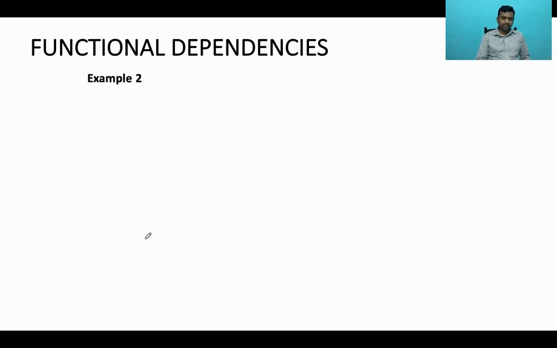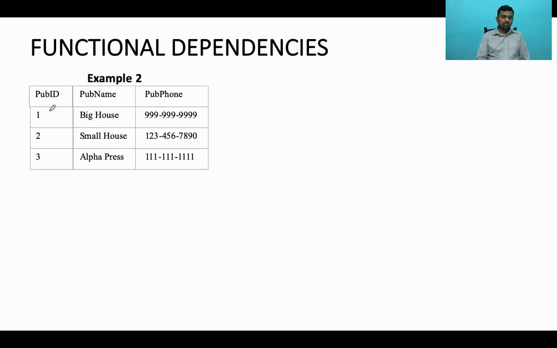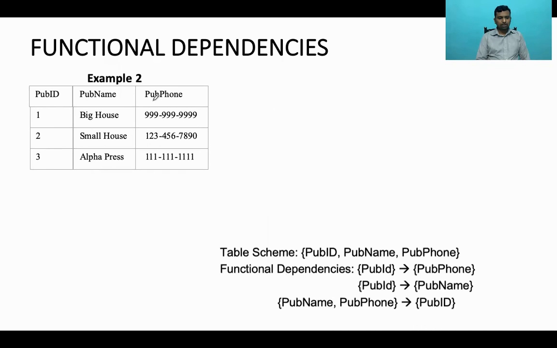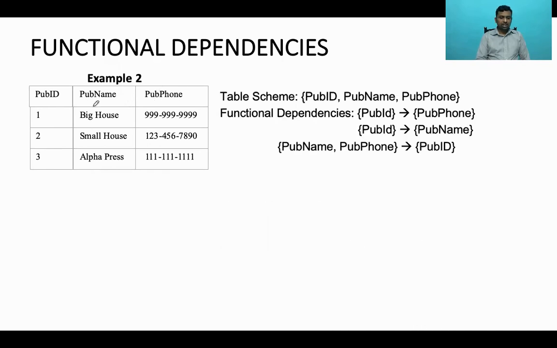So another example let me give you, right? Here I have publisher ID, publisher name and publisher phone number. Now here you can see that the publisher phone number is dependent on publisher ID and publisher name is dependent on publisher ID. And I can say that both publisher phone number and publisher name are functionally dependent on publisher ID. Now here, this is fully functionally dependent on that particular column.